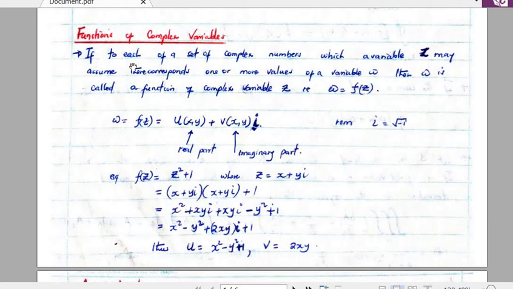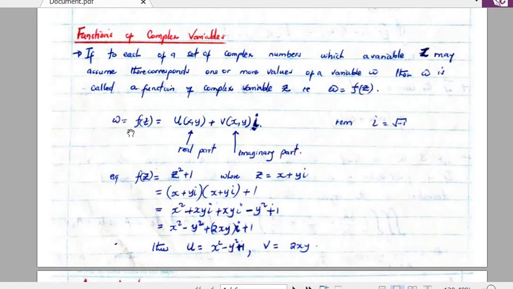How do we describe, or how do we understand these functions of complex variables? Now, if to each of a set of complex numbers, which variable z may assume, there corresponds one or more values of a variable omega, then omega is called a function of complex variable z. If you have this as a function, then we know the function is described as f(z).